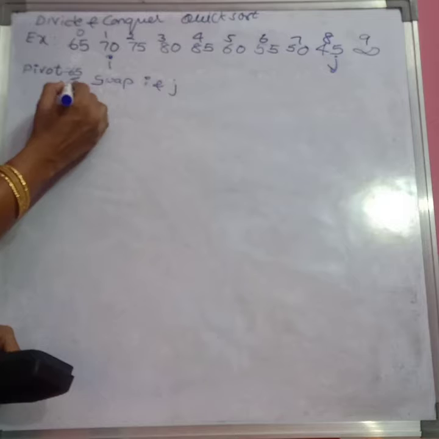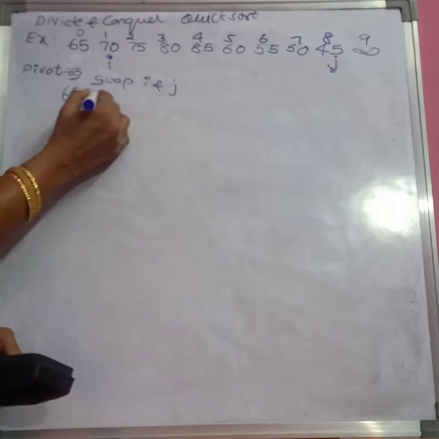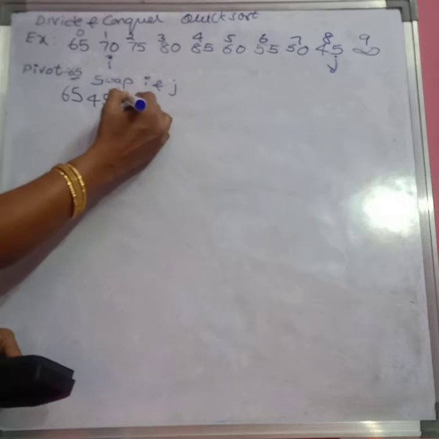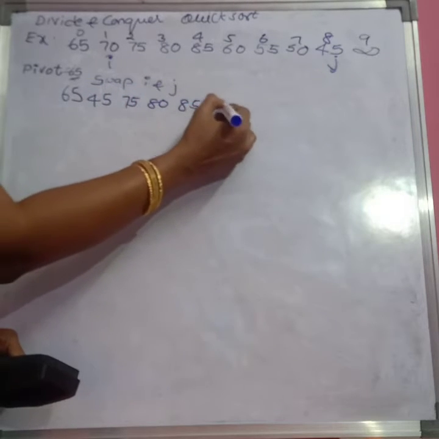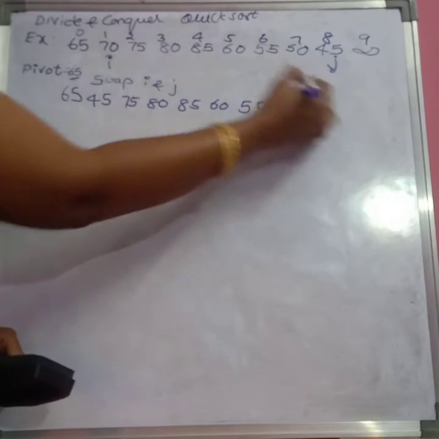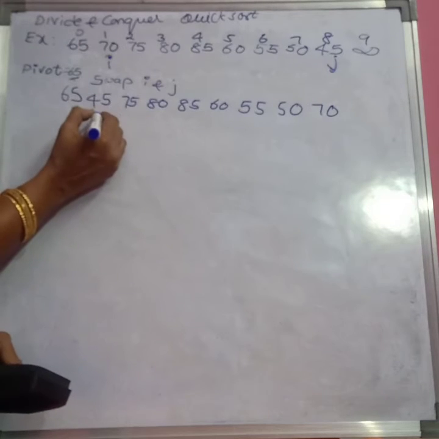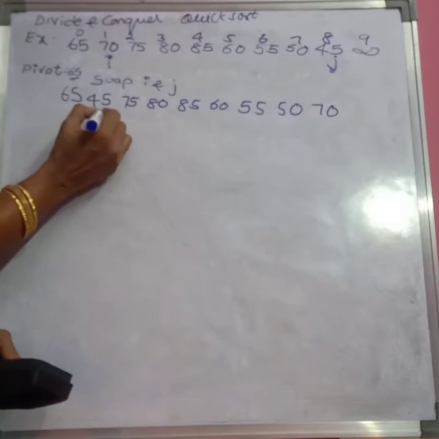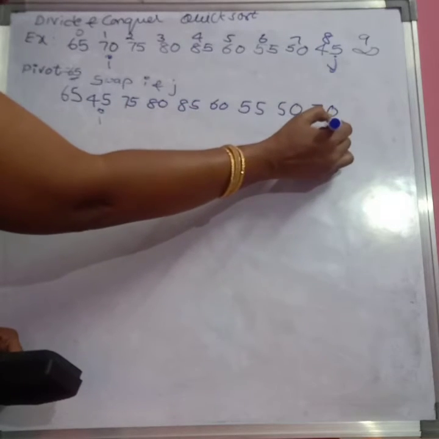So now my array position is like this. After swapping, 45 here, 75, 80, 85, 60, 55, 50, and here 70. My i is at this point and j is at this point.